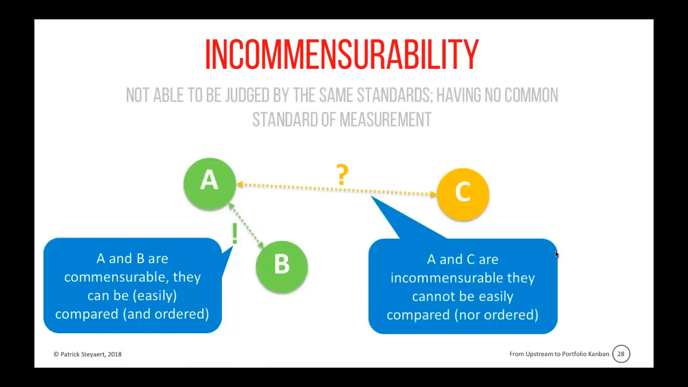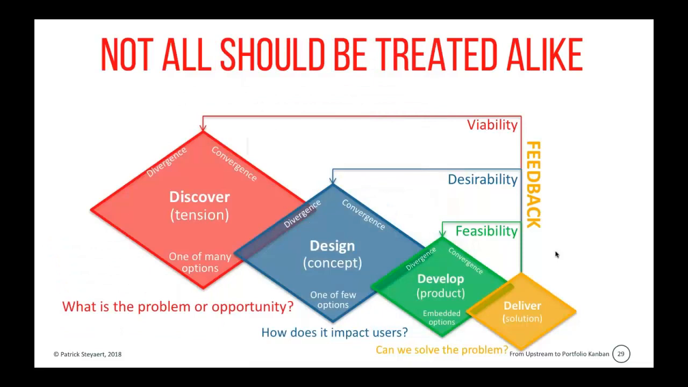But oftentimes we have other demands that are not comparable by the same standards. A C demand, in this case, is not comparable by the same standards as A can be compared to B. If you take A and B as high certainty but low value, then high uncertainty but potential high value cannot be compared with the same standards as low uncertainty, low value. So not all demands should be treated alike.